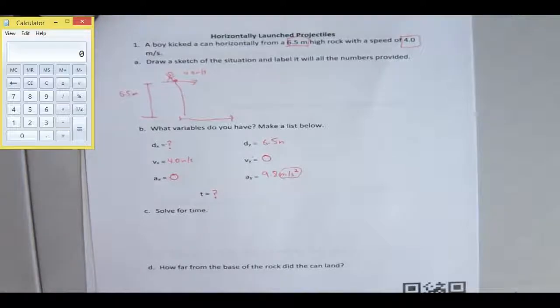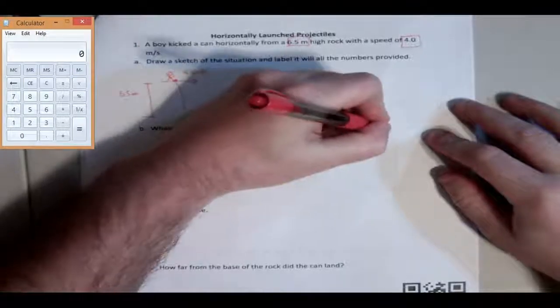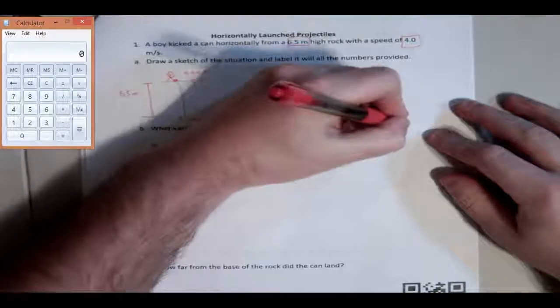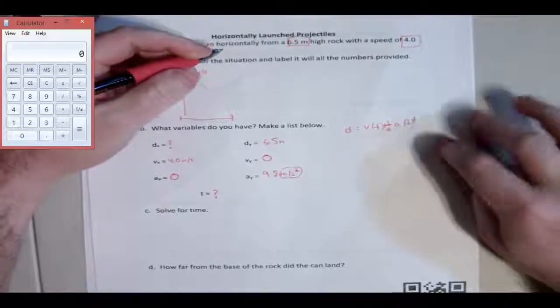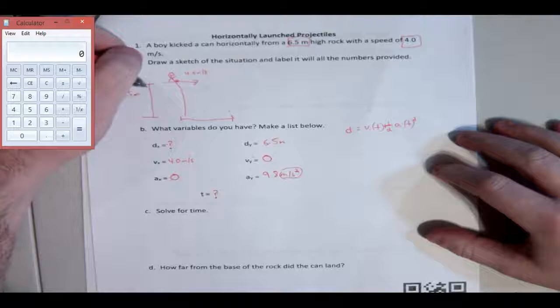Now, let us solve for time. That's C, right? So time, usually you're going to have to pick, let's write down our formula first. Displacement equals initial velocity times time plus 1/2 acceleration times time squared. Now, we're solving for time. So let's pick the displacement that we have. In this case, it's the y displacement.